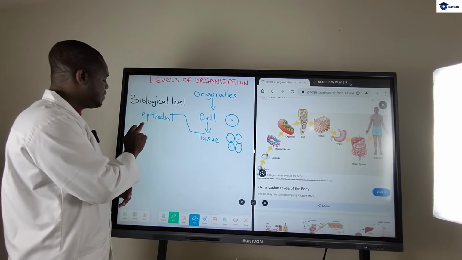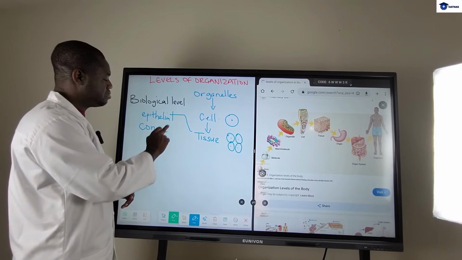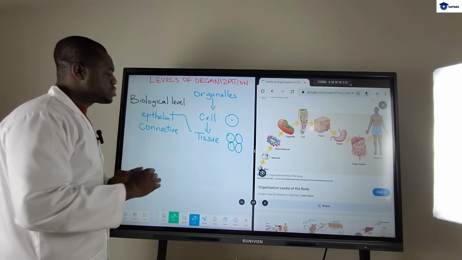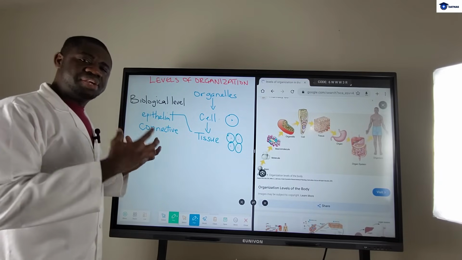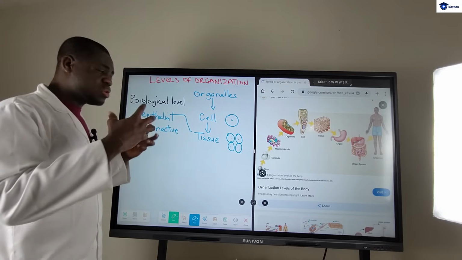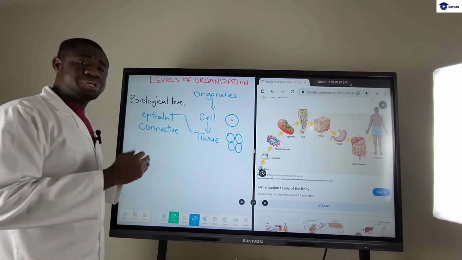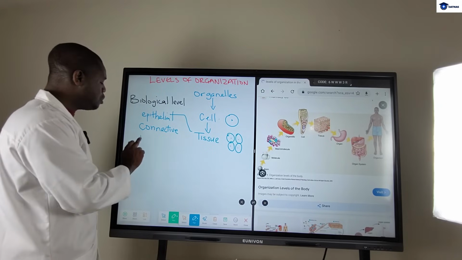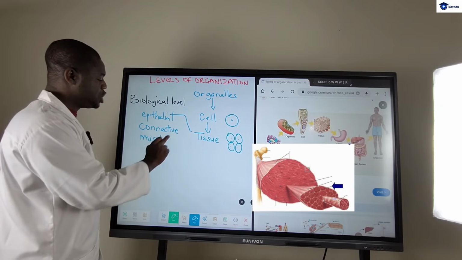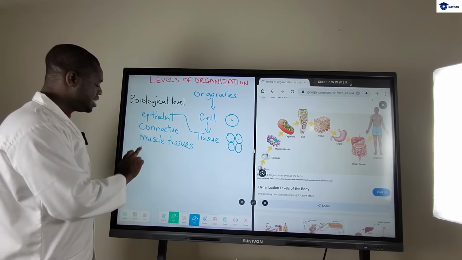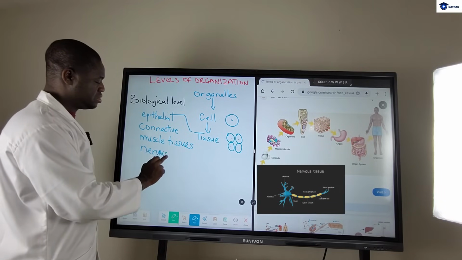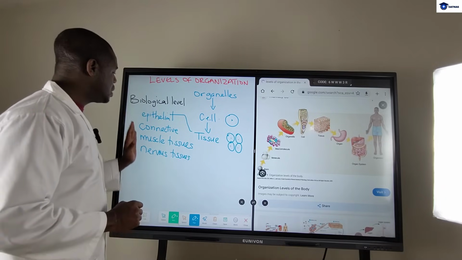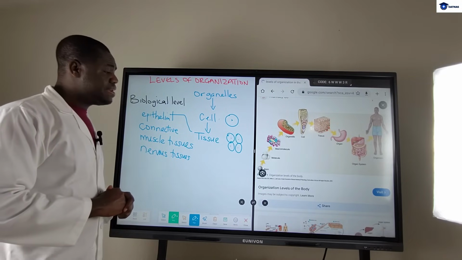We also have connective tissue. Connective tissues help to connect different tissues in the body, different organs in the body together. Examples are the cartilage and bones. And we also have muscle tissue and the nervous tissues. So these are the types of tissues that we have in the body.